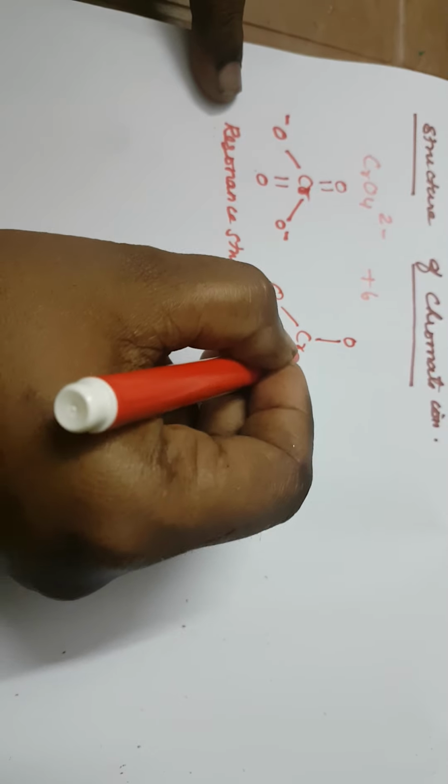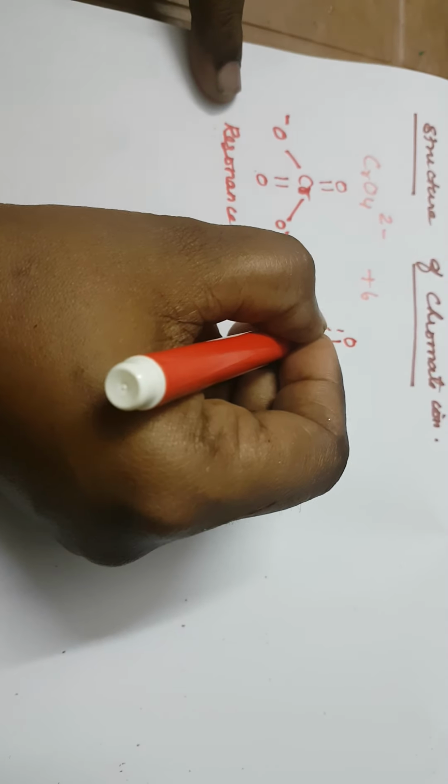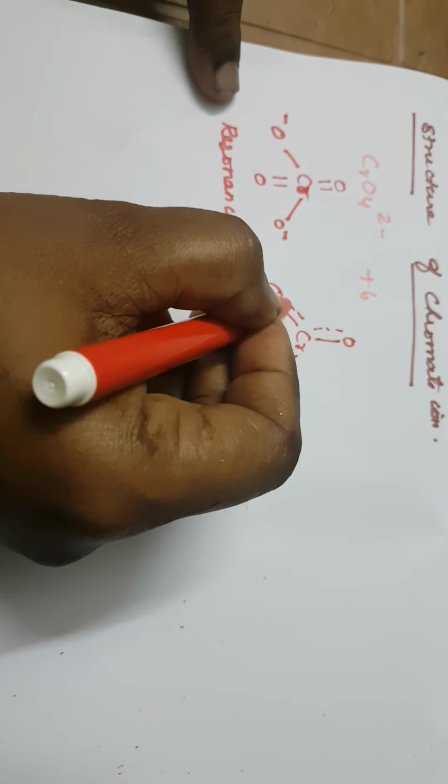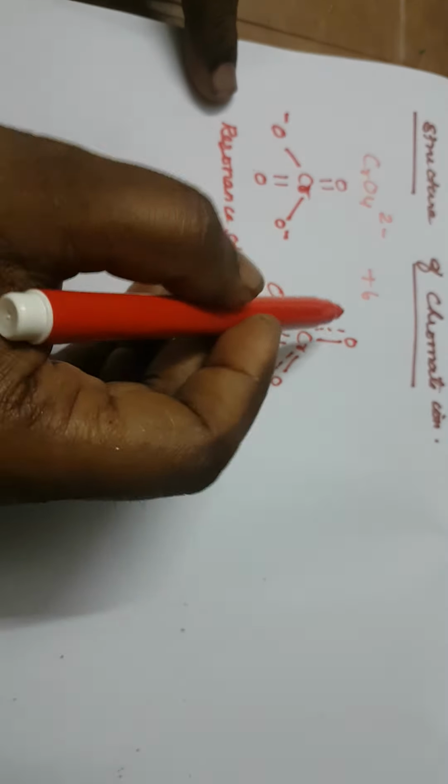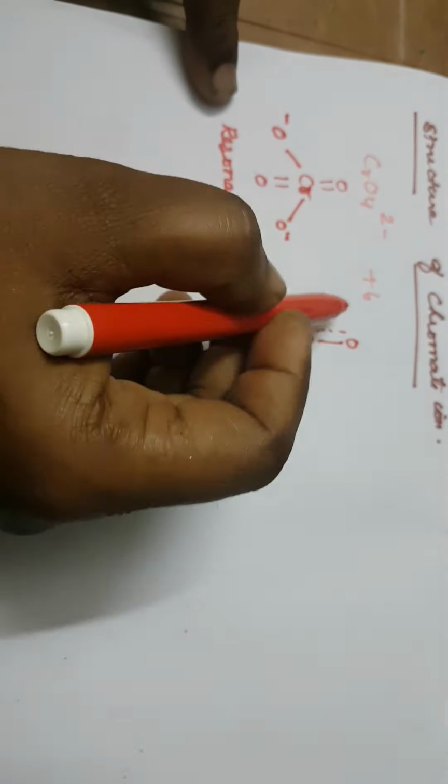But this is the oxide form. So how to write this one? How can we explain that: here oxygen, here oxygen, here one oxygen, here one oxygen, with dotted lines. The double bond is explained by the dotted line. So see the structure, it looks like a tetrahedral, right? So it is a tetrahedral structure. This is the ionic form, so we can write it like this.